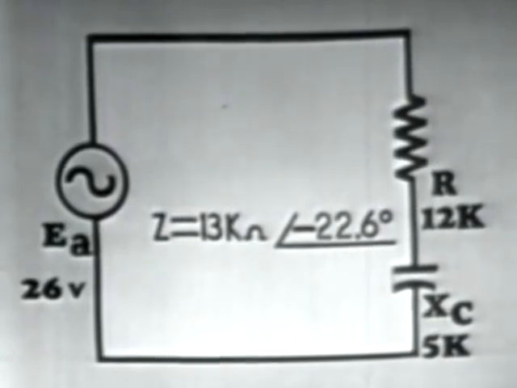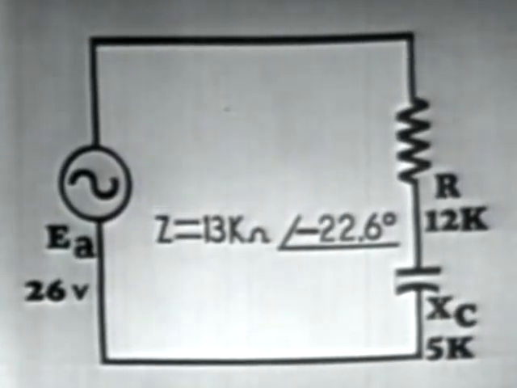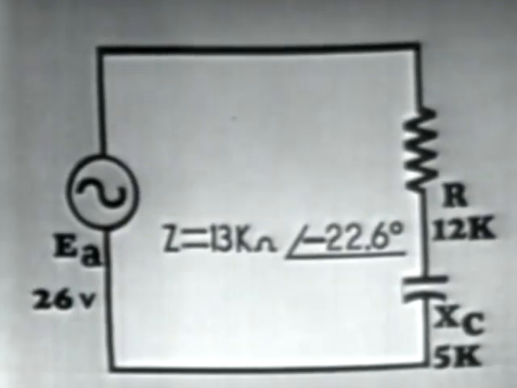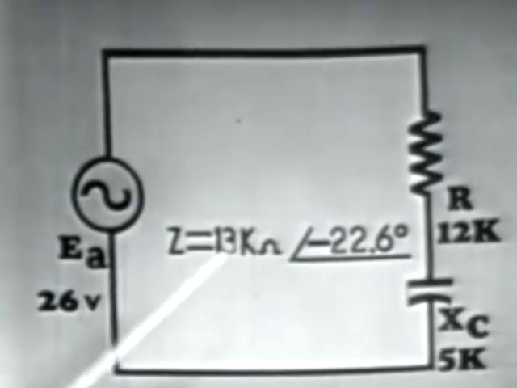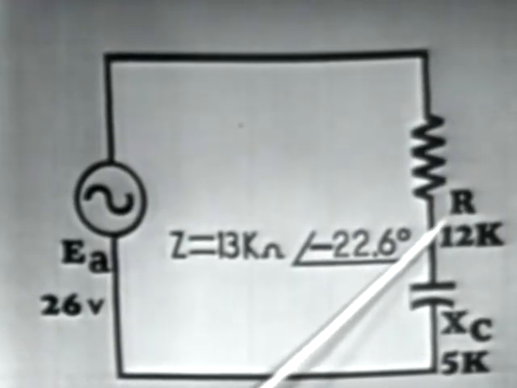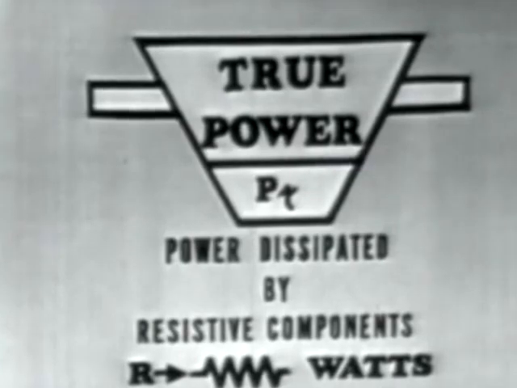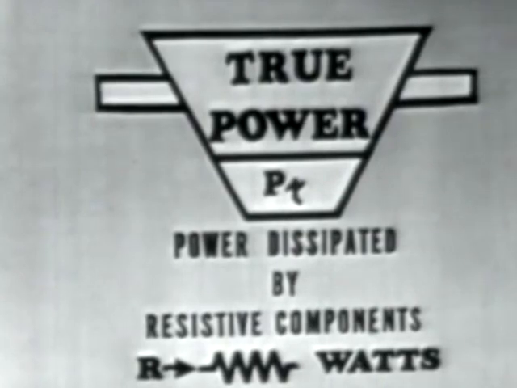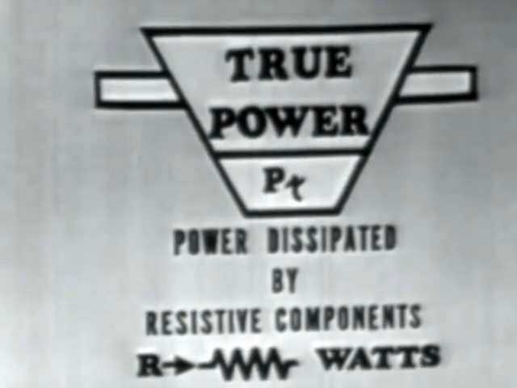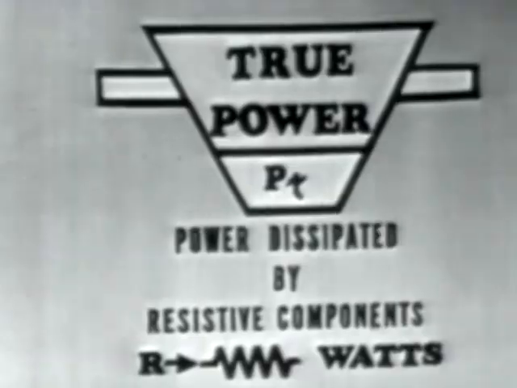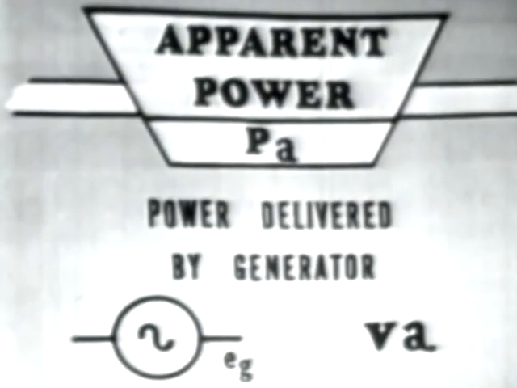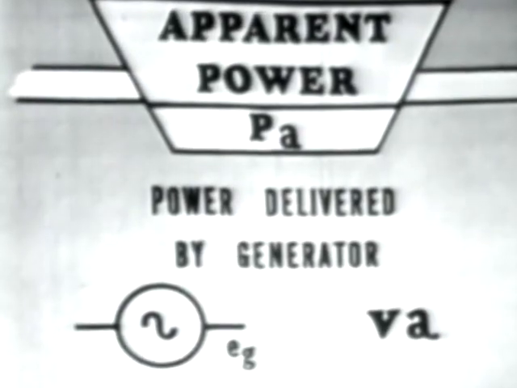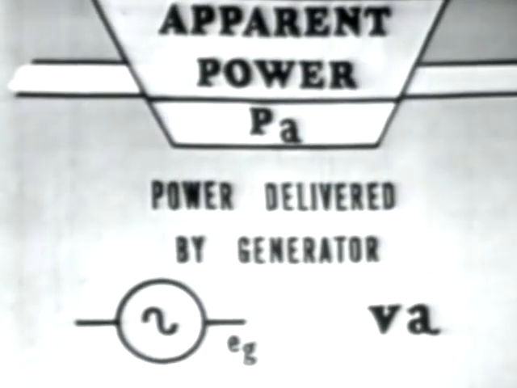What about the power in the circuit? Well, we have two powers, the power dissipated by resistor R and the power delivered to the circuit by the generator. This power, first of all, we call true power, or PT. And as we said, this is the power dissipated by resistive components and is measured in watts. The other power, or apparent power, PA, is the power delivered by the generator to the circuit and is measured in volt amperes, or VA.